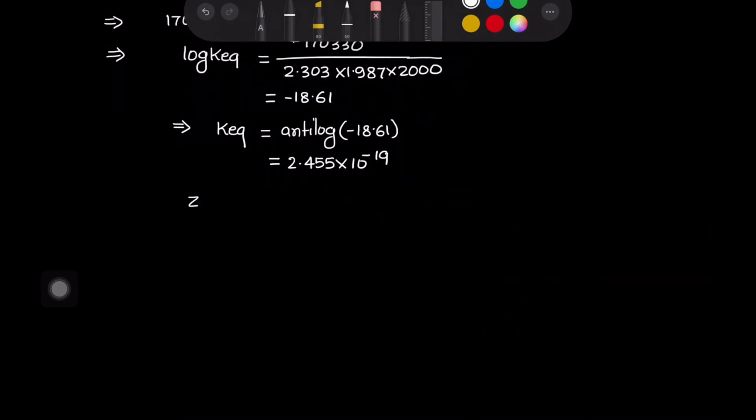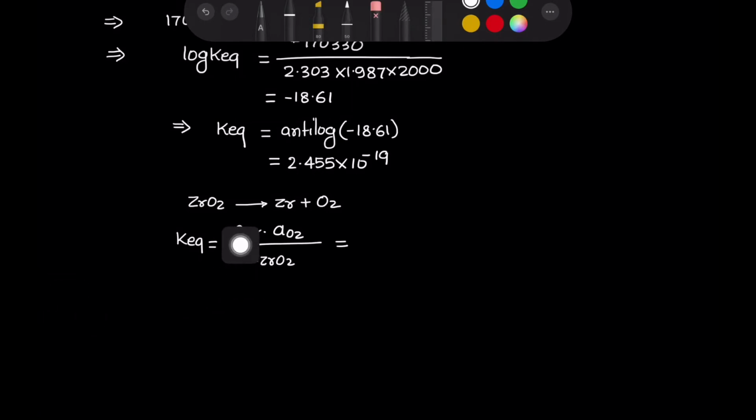For this reaction, zirconia dissociating to zirconium and oxygen, K equilibrium will be equal to activity of zirconium into activity of oxygen divided by activity of ZrO2. Since these are pure solids, their activity is unity, and activity of oxygen will be just equal to its partial pressure, so K will be simply equal to P of O2. So the partial pressure of oxygen will be equal to K equilibrium, that is 2.455 into 10 to minus 19 atm.